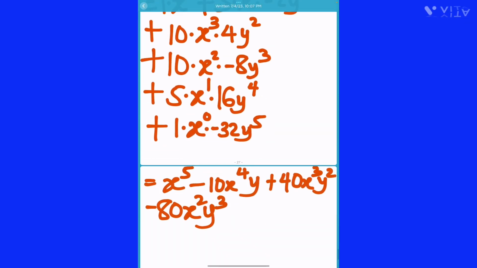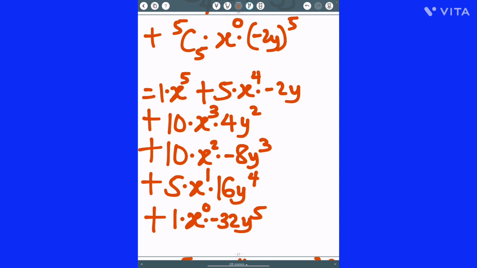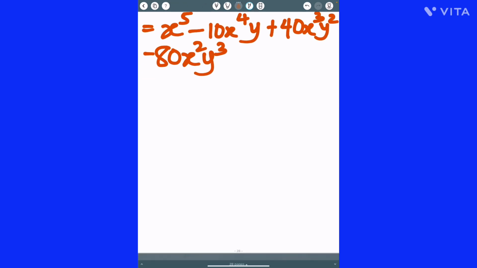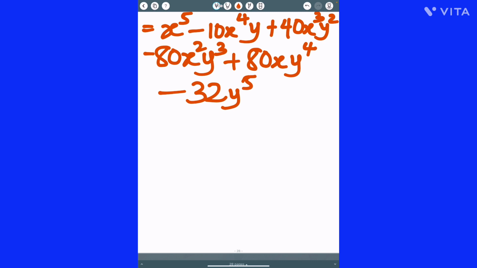Then my fifth term. This is my fifth term: plus 5x times 16y to the 4. So I multiply the constants in the term. 5 times 16 is 80. So I'll get 80x y raised to power 4. Let's put that down: plus 80x y raised to power 4.